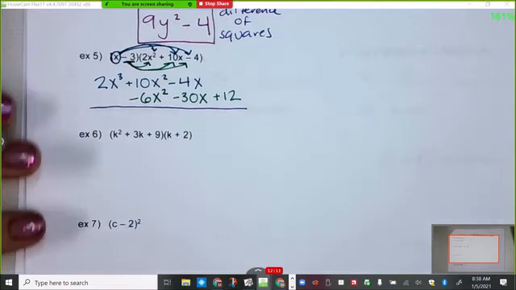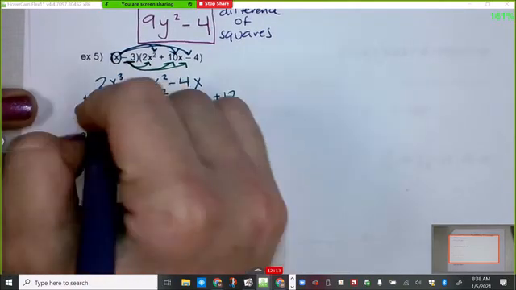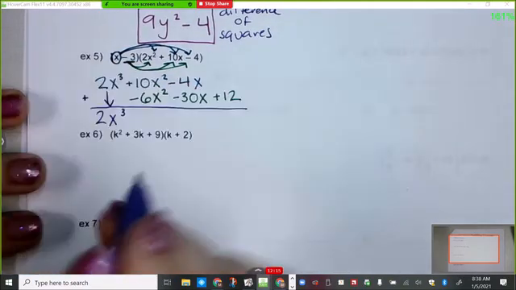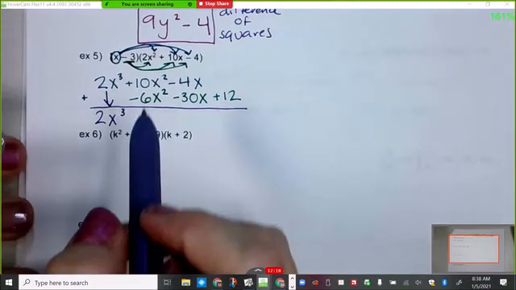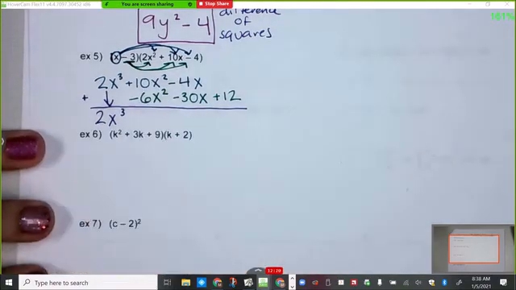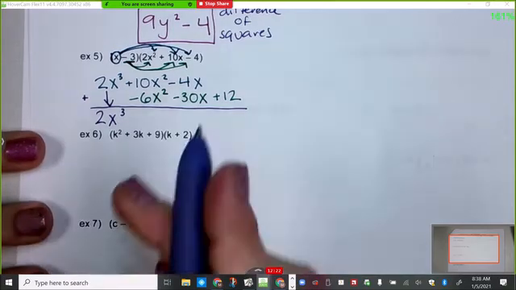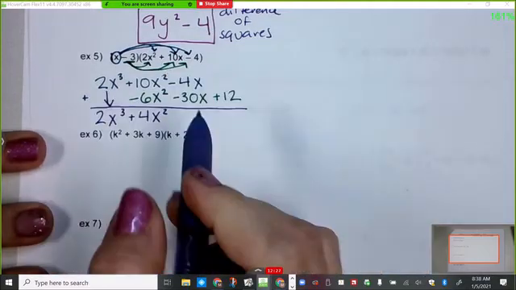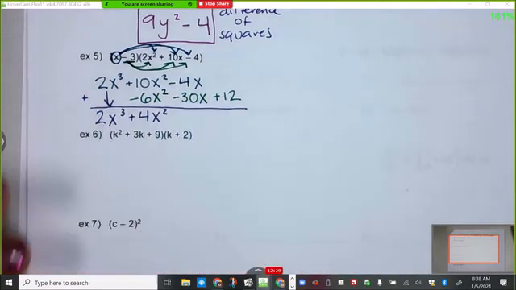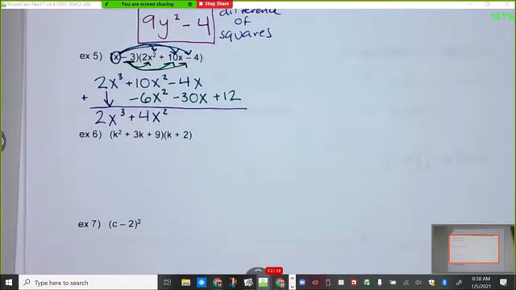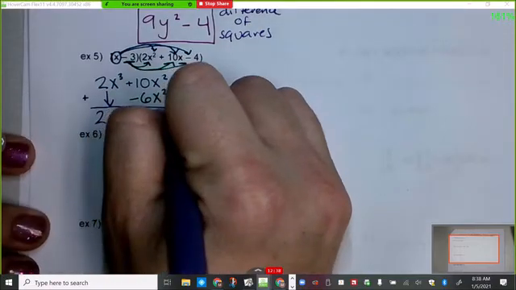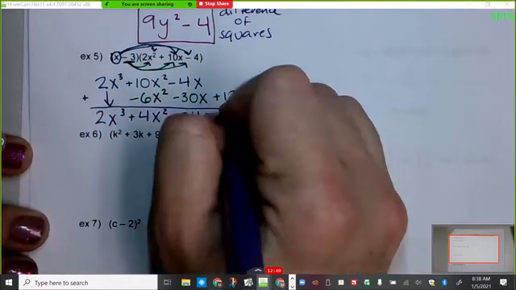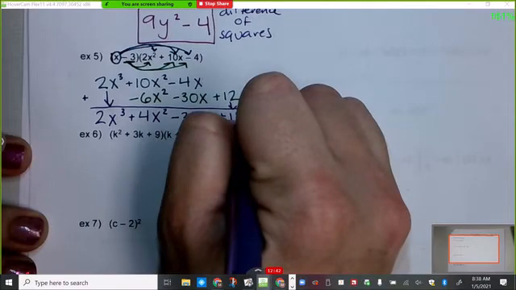And then you just add down. Well, this has no like term, so it's still just 2x cubed. What's 10x squared plus negative 6x squared? Positive or negative? So positive 4x squared. What's negative 4x plus negative 30x? If I take 4 and then I take 30 more, how many did I take? I took 34, so negative 34x. And then the 12 has no like term, so we just bring it down. There's your answer.